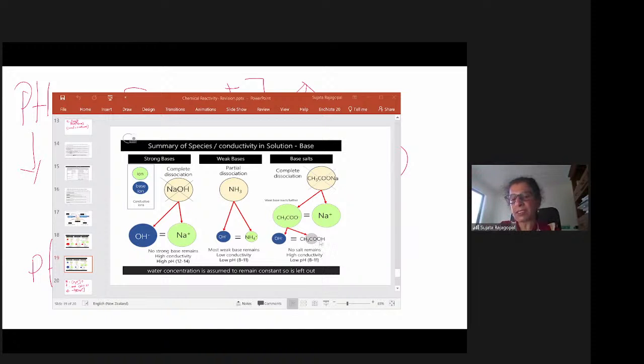So you see CH3COOH is a weak acid. What does the equal sign mean? It splits into two. Okay, that's what I was wondering.